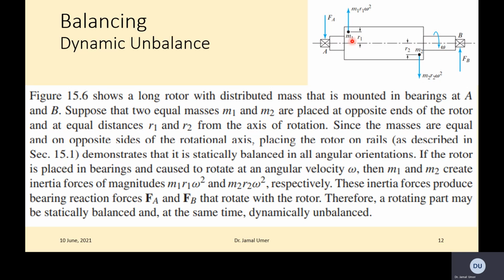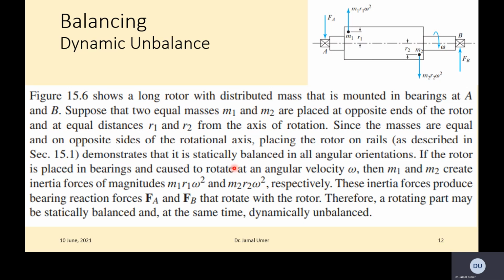So it will find its neutral position because the effect of this mass, which is causing some force, is cancelled out by the effect of the other mass. Both are cancelling each other out basically. So this is called static balance. So the masses are equal on opposite sides of the rotational axis, placing the rotor on a rail.